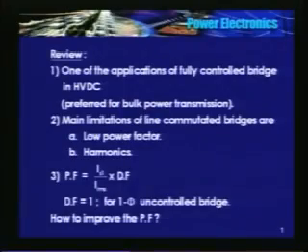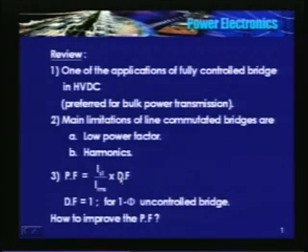Second point that we discussed was the limitations of line commutated converters. We found that power factor deteriorates as you increase alpha. Second major limitation is source current has harmonics.